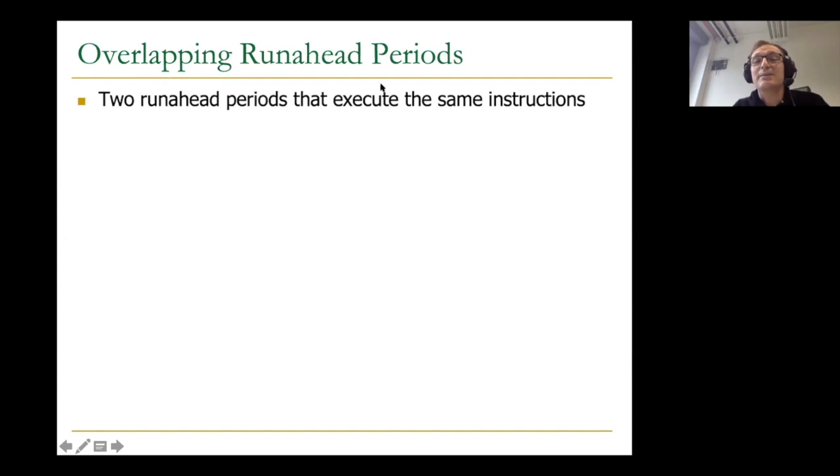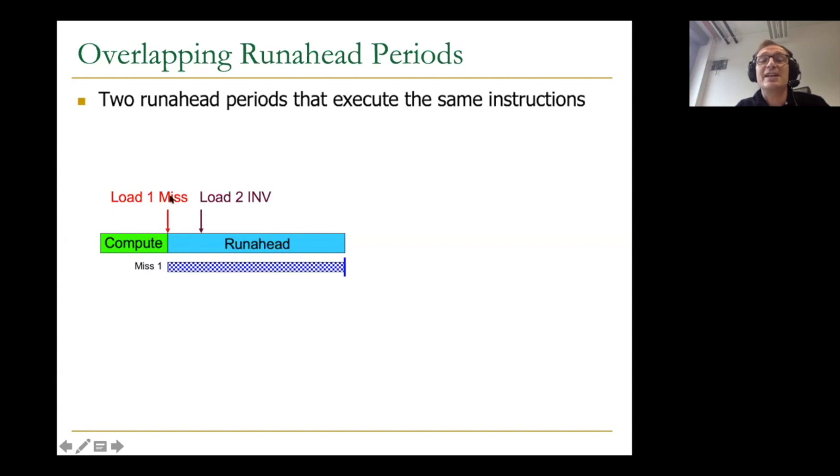The second type of period that leads to inefficiency is a little bit different. It's called overlapping Runahead periods. And these are two Runahead periods that execute the same instructions. So let's take a look at an example. So again, this is a Runahead period. You get a load miss. The second load is dependent. You get a load to invalid. So you cannot parallelize. That's not good. In the end, you flush the pipeline without Runahead being beneficial.